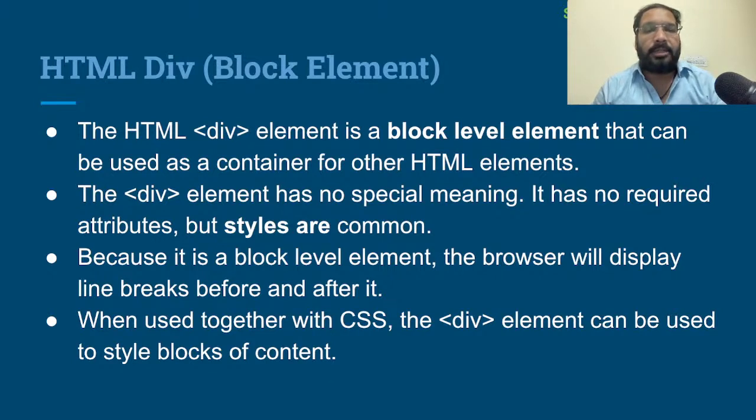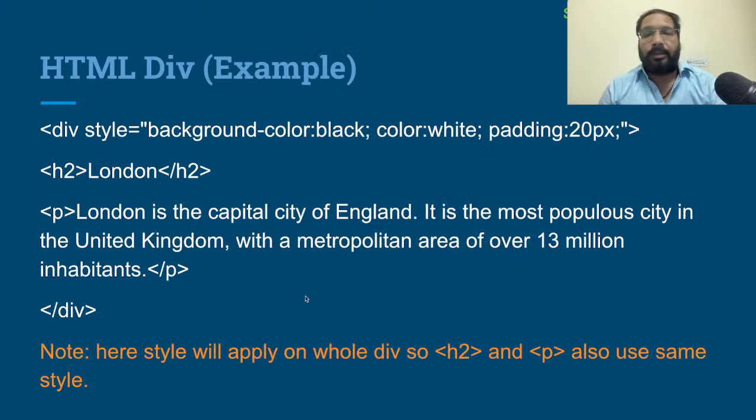The last statement says when used together with CSS, the div element can be used to style blocks of content, right? So here we have an example. We have a div where we have inline styling applied: background color, foreground color, padding. Then we have H2 and P elements. So this is one div, and the style will apply on the whole div.